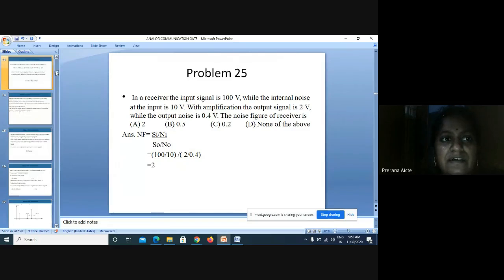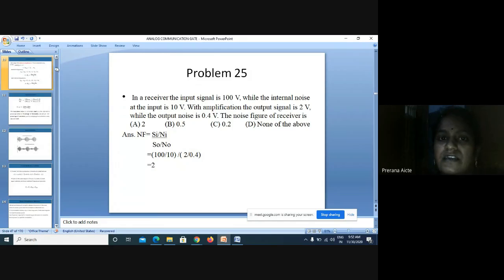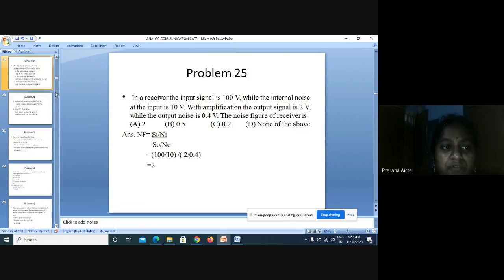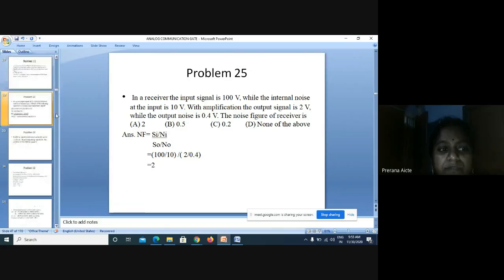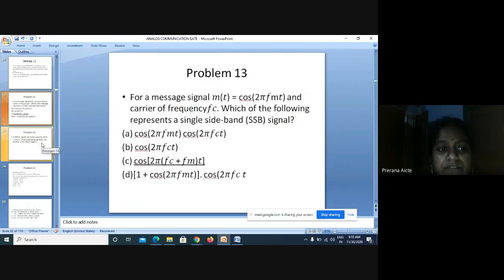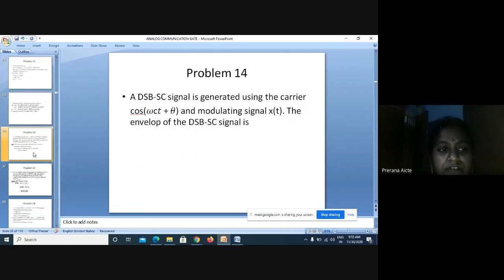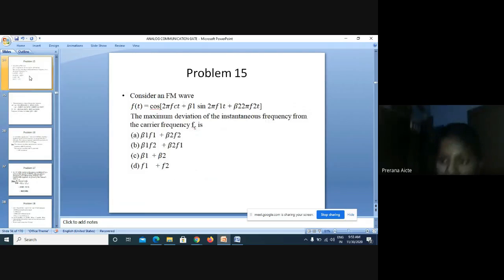You all know we can change the characteristics of our carrier signal. When we change the frequency or the phase, we call it angle modulation. Based on angle modulation, we will see some of the problems that come under what we do in GATE.